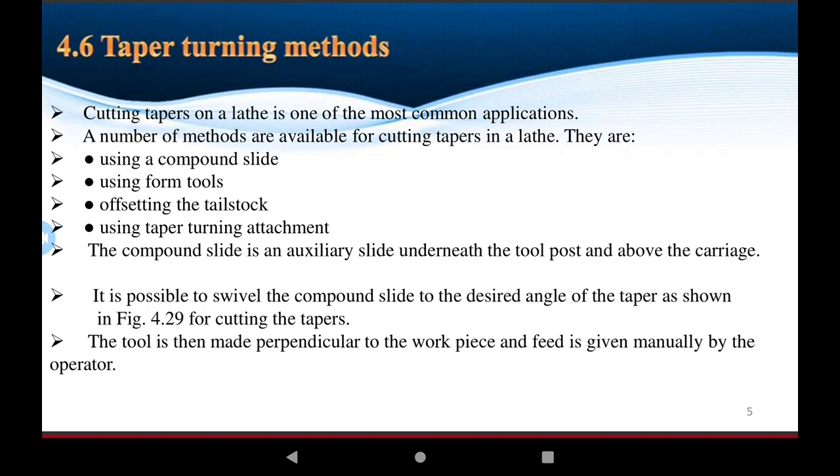And the third is using offsetting of the tailstock of the machine, and the use of the tools which you perform the work with, and the component side is the auxiliary side, underneath the tool post and above the carriage.